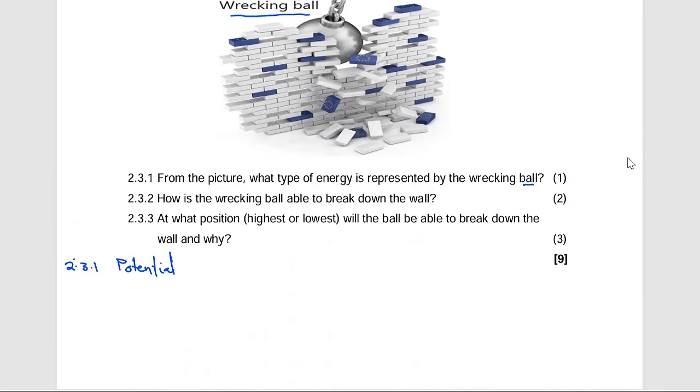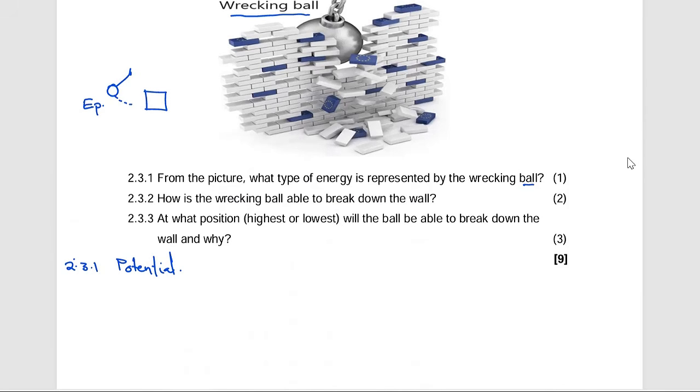Then if the ball is moving, I'm going to say it has got what? Once it starts to move, right? So let's say this is our wall there, then we move it maybe to here and then leave it there like that, right? As it's hanging there, it has got what we refer to as our potential energy.